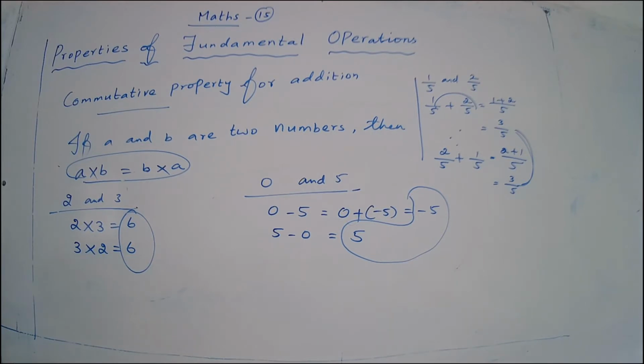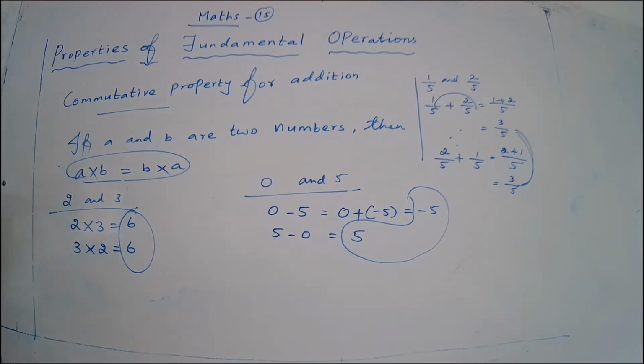Already we have studied tables, yes children. However we change the tables, even if we change the order of the numbers, the answer will be the same. Yes, children. So the commutative property is true for multiplication of numbers.